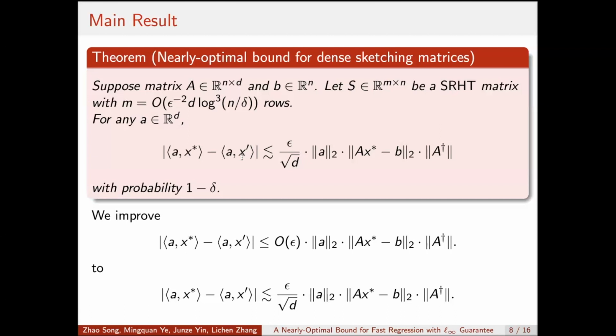In other words, we improved the previous bound with a new bound. The previous bound was O of epsilon, and we improve it to epsilon over the square root of D.